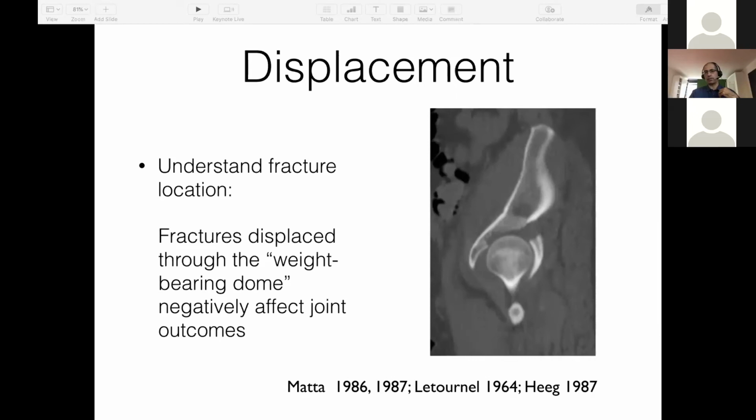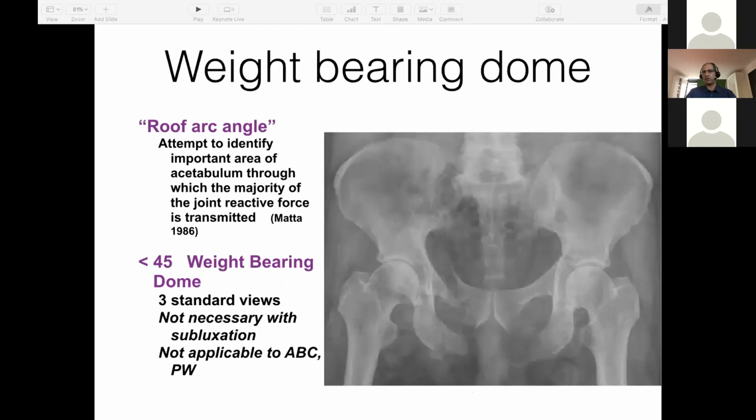Okay, how about displacement? Well, it matters where the fracture is displaced. Okay, so displacement is most important when it's happening through the weight-bearing dome of the acetabulum. So any displacement, people used to talk about 1 millimeter or 2, but if there's displacement through the weight-bearing dome of the acetabulum, that has been negatively associated with outcomes long-term, and those need surgery. How do we determine if the weight-bearing dome is involved?